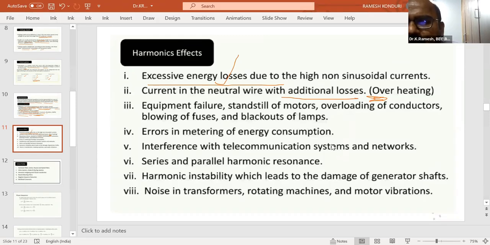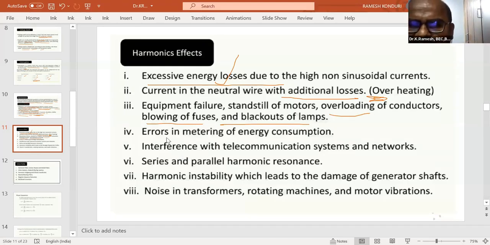So overheating may take place. So there is a possibility for equipment failure and standstill of motors. Motors come to the standstill condition, and the conductors get overloaded, which results in the blowing of fuses and blackout of lamps. So these are all the consequences which occur due to these harmonics.